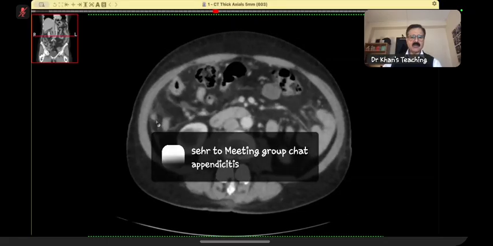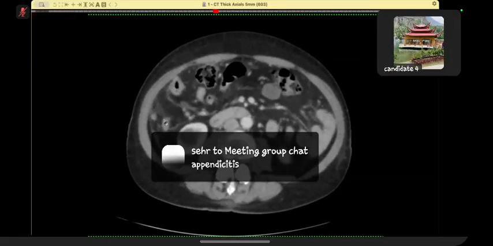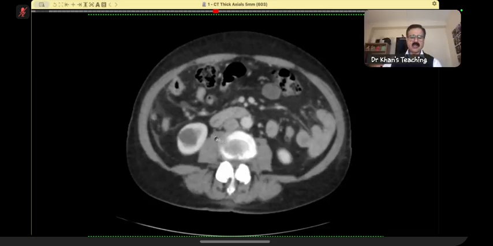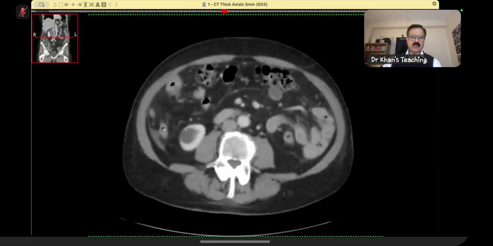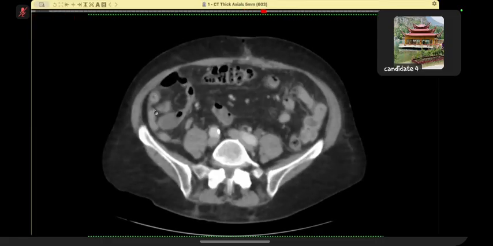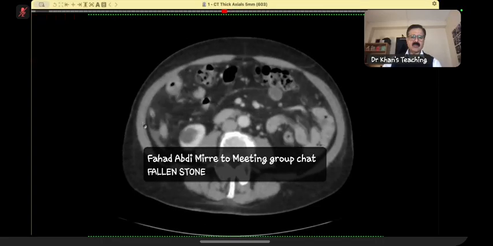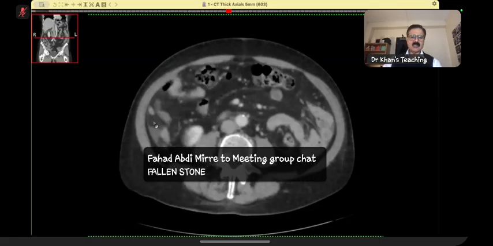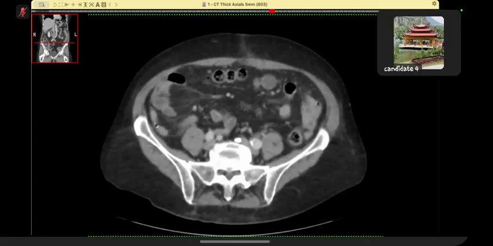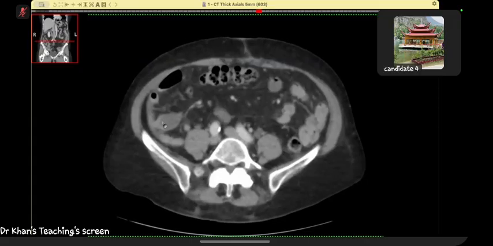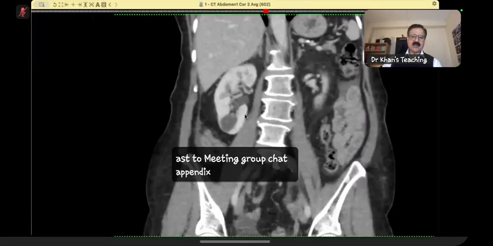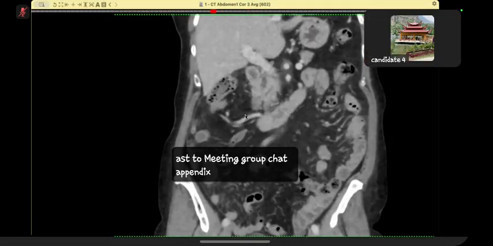I cannot see your marker, sir. Actually, I can see the mark. In any case, this is the right paracolic gutter. What do you think is this? Sir, this appears to be some fistulous communication. Yeah, so this is an ectopic type of appendix.